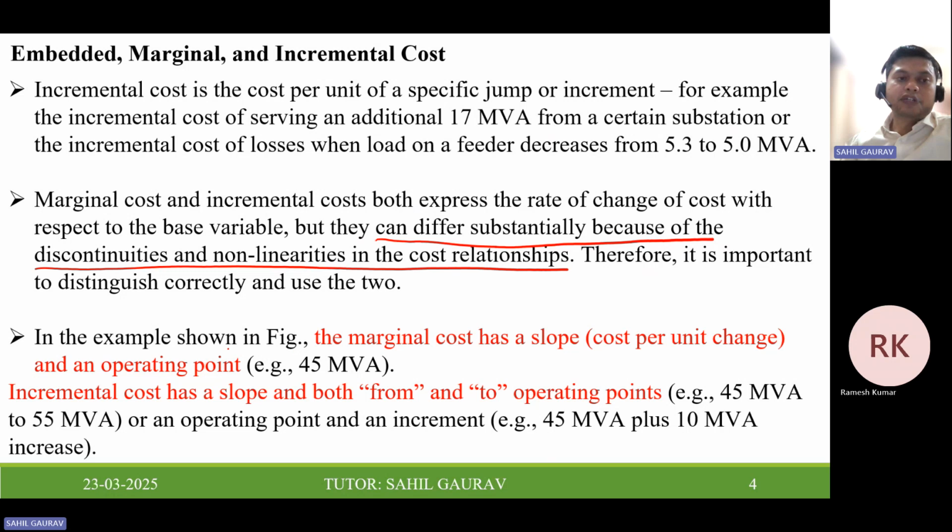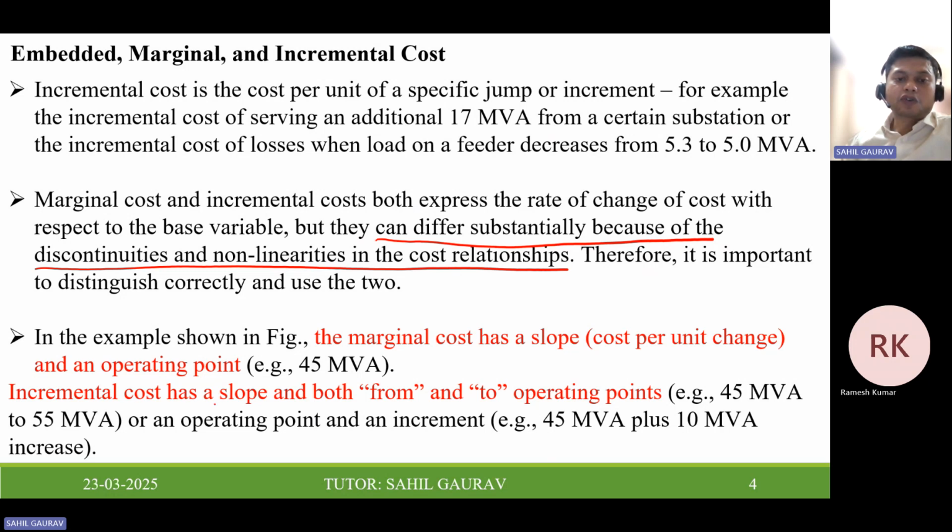So it is very important to distinguish correctly and use both of these, marginal cost and incremental cost. For example, this marginal cost has a slope, that is cost per unit change, and an operating point. So for marginal cost, we have two data: one is the operating point and the other is the slope of that cost function.